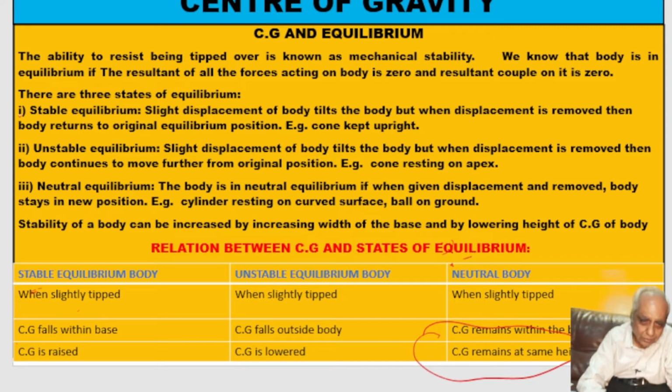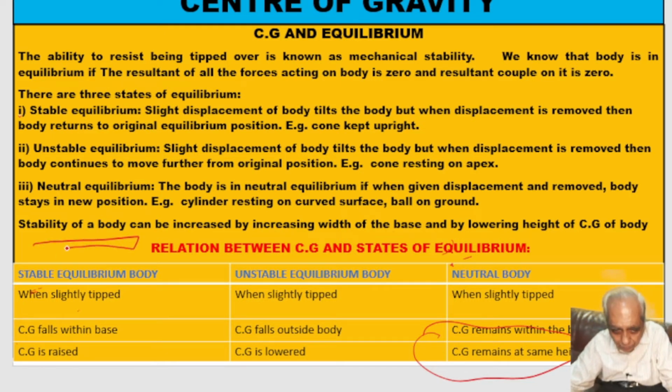Like if you take a cylinder, and keep it horizontal on the ground, like this is a cylinder. In the center is the axis, so this axis is parallel to the ground. Now if you move the cylinder, rotate the cylinder here or here, it will remain in a similar position. So this is a neutral equilibrium.